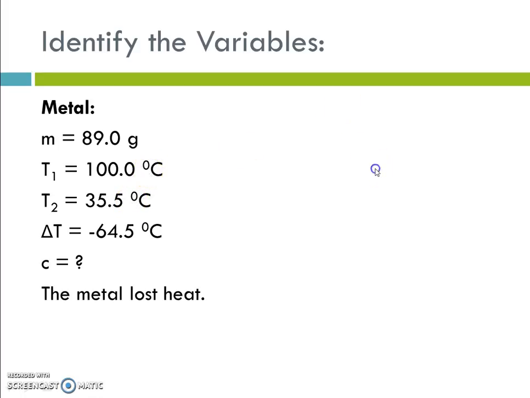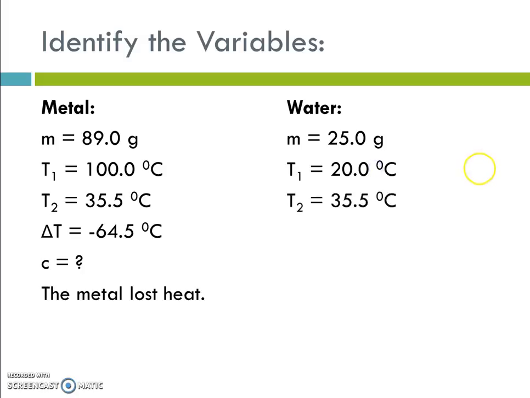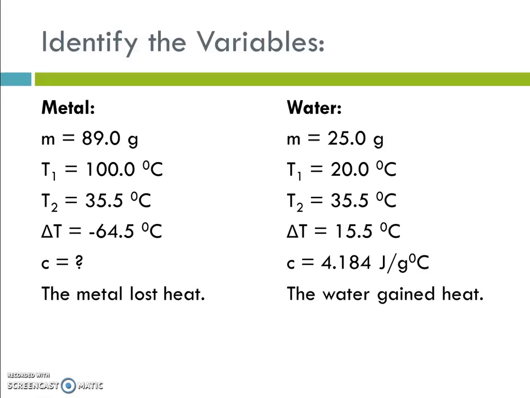Now let's discuss the water. Our water had a mass of 25 grams. How do we know that? We were given 25 mL of water, and water has a density of 1 gram per milliliter. Our T1 was 20 degrees C, and then our T2 is the final highest temperature that it attained, which was 35.5. So the delta T is going to be T2 minus T1, which is 15.5. And again, here C is known because it's a constant, 4.184 joules per gram degrees C. Noticing that the temperature of the water went up, we can say that the water gained heat.